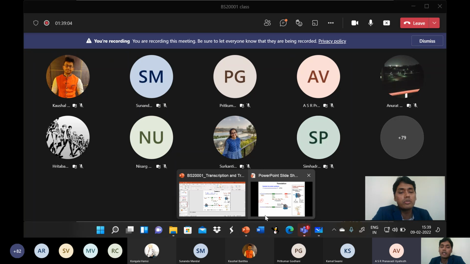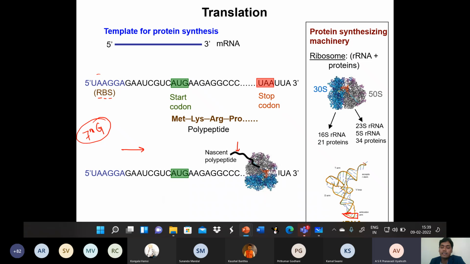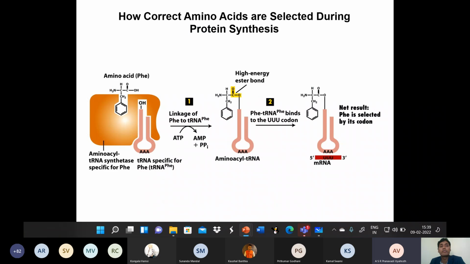So now, if you see here, some chemical reaction is mentioned. You don't need to go through all the details. But what I want to tell you is that a specific type of enzymes are present that help to attach a particular amino acid to a particular tRNA. So those are called tRNA when they are attached to amino acid.